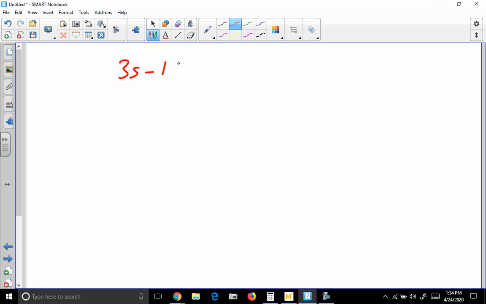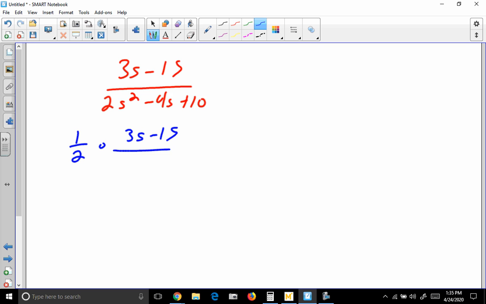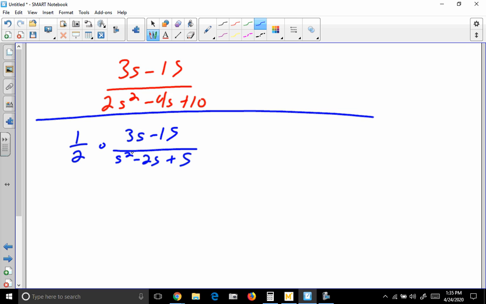Let's do this one. 3s minus 15 over 2s squared minus 4s plus 10. One thing we could do is every term on the bottom has a 2 in it, so we can factor a 2 out, and we have 3s minus 15. If we factor a 2 out on bottom, we're left with s squared minus 2s plus 5. So when we get to this point, we need to complete the square on bottom. Half of -2 is -1. Squared it is 1. So if we add 1 there, we have to take away 1 there.